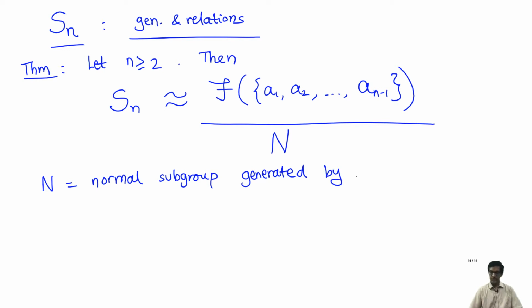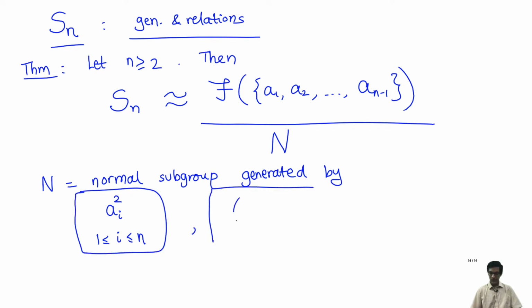So what are the relations we need? By the following elements. First, Ai squared. This is like the a squared and the b squared that we had in the case of SL3. So this is Ai squared for i between 1 and n minus 1. This is one set of elements I need. The second collection of elements I need are like the (AB) whole cubed that we had in the case of SL3.